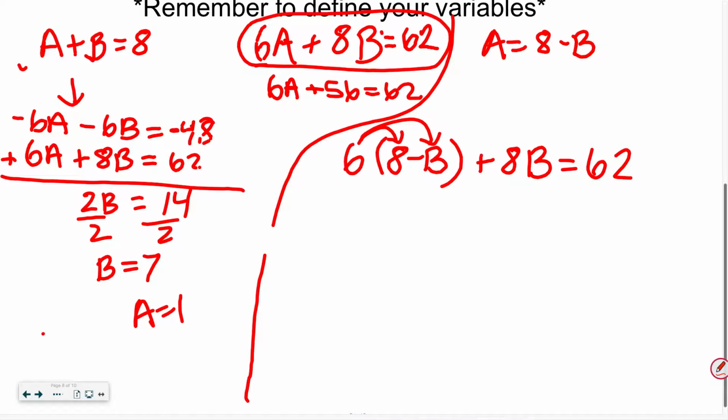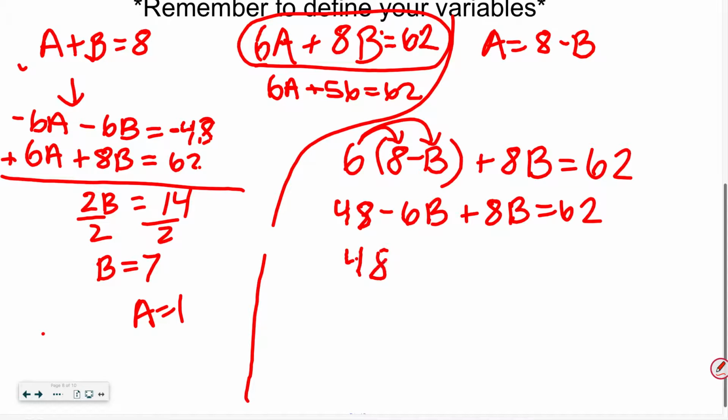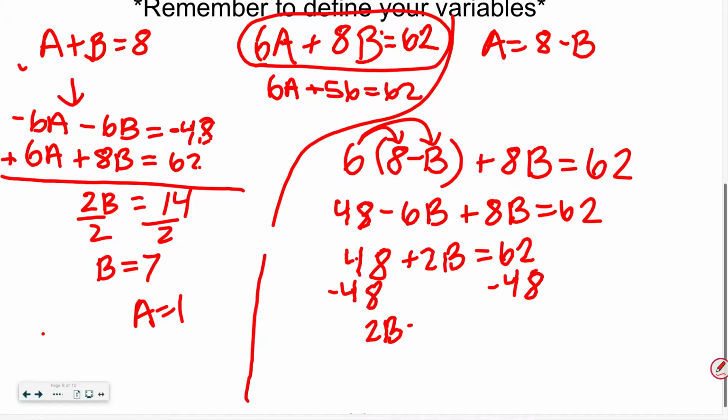I know you guys already have the answer, but we still want to make sure the method is there. 48 minus 6b plus 8b equals 62. And simplified, what do we get? 48 plus 2b equals 62. I want to subtract 48. 2b equals 14. So b is 7.